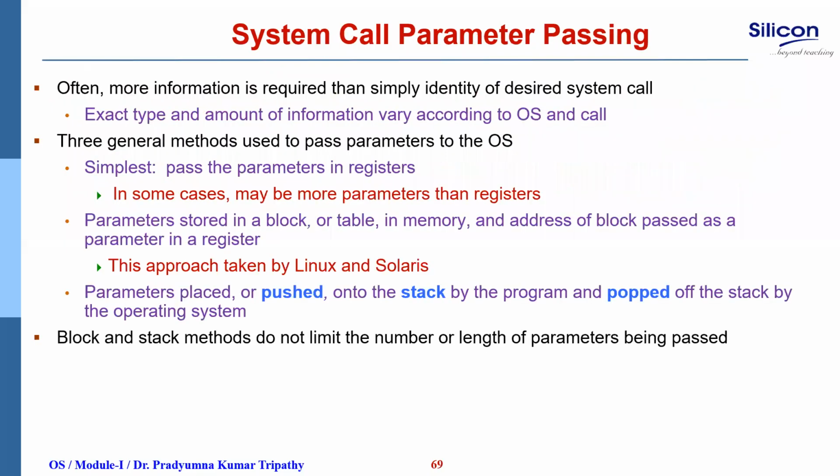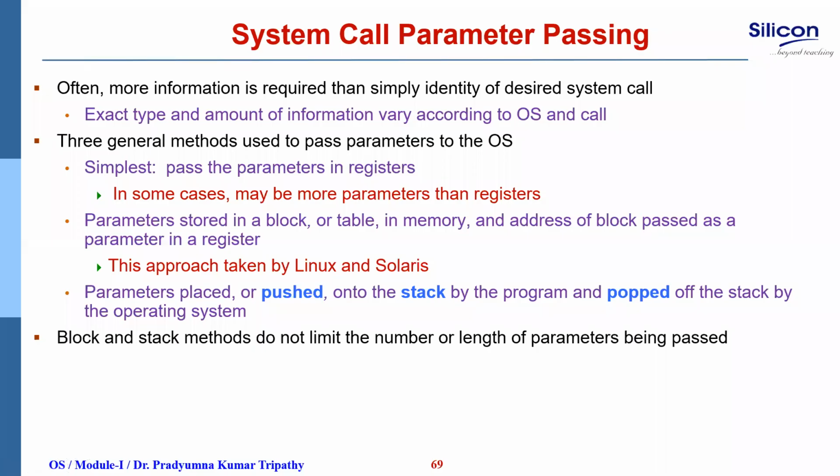Okay, now the question is how this will be called. Suppose I need to pass some parameters to the system call. Suppose I want to open a file and I want to give the file name. So the file name is a parameter. Sometimes we want to do some operation which needs parameters. How do you pass parameters to a function?